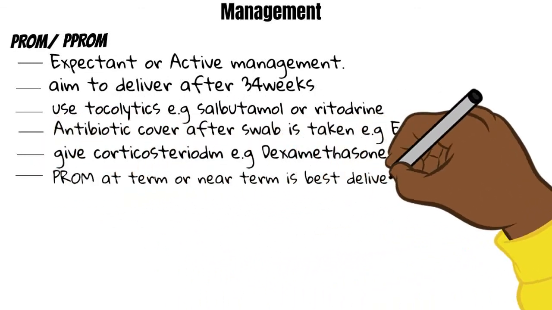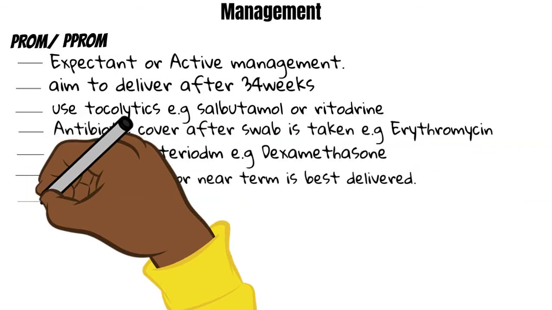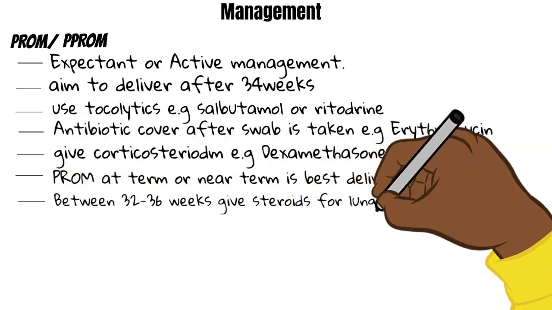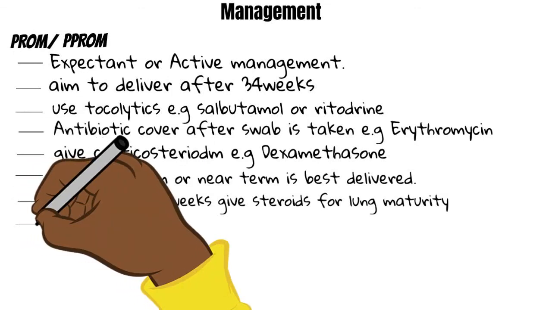Then PROM at term or near term is best delivered. Between 32 and 36 weeks, give steroids for lung maturation. Under 32 weeks, aim to prolong gestation if there is no sign of fetal distress or infection.